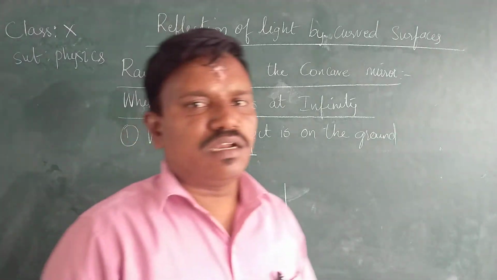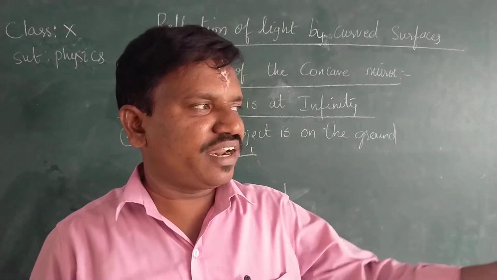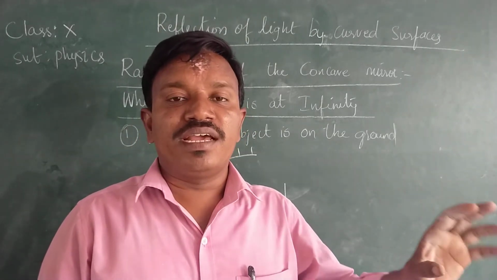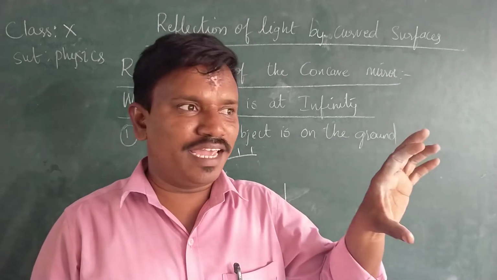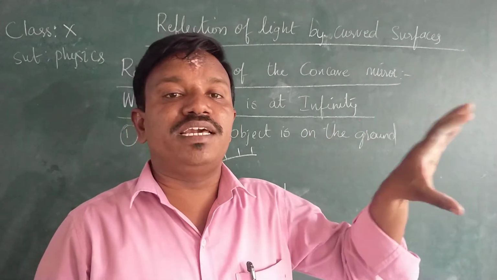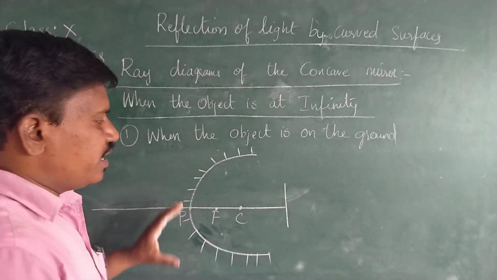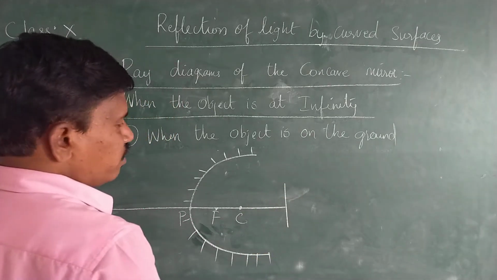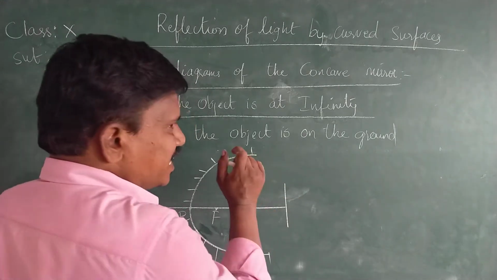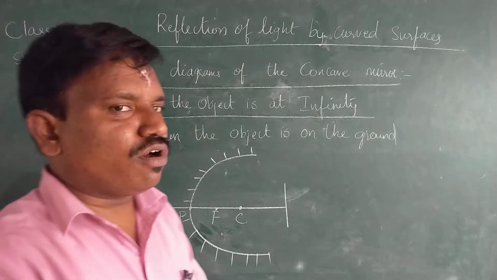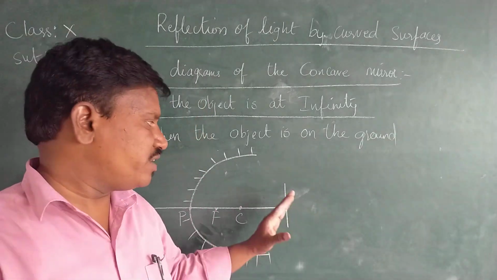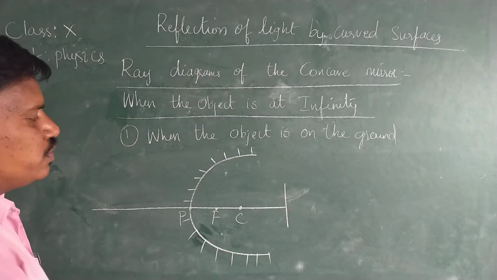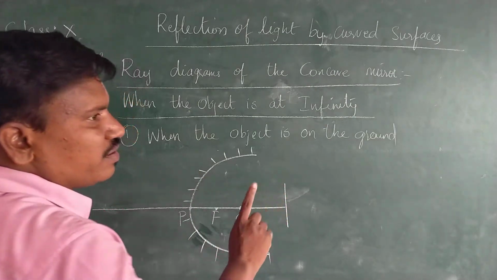On the ground means, normally when the object is on the ground, a tree is there on the ground, a building is there on the ground. To find out the image formed by the object which is there on the ground, we are drawing the ray diagram. Okay, when the object is on the ground, that means the object is at infinity, and above the ground, we will be using only one rule.